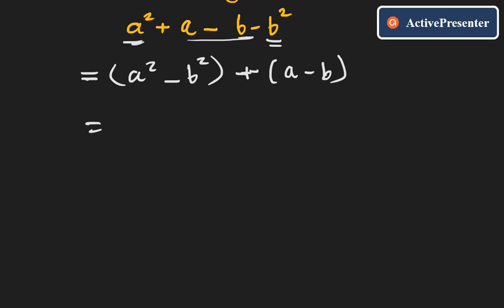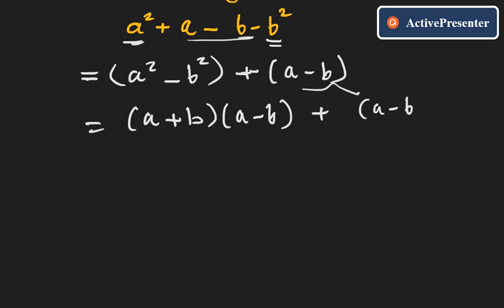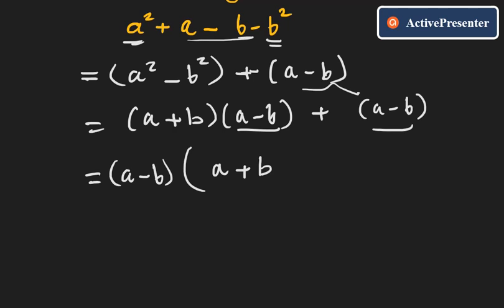Now we have the difference of two perfect squares, so it should be the sum multiplied into the difference, plus here a minus b. So this is the greatest common factor, take it outside, a minus b, we would be left, open parentheses, with a plus b, and a minus b divided by a minus b is 1, plus 1. You are done for factoring this question.